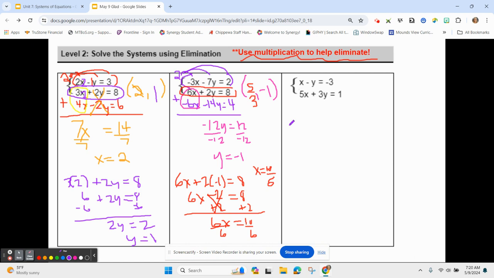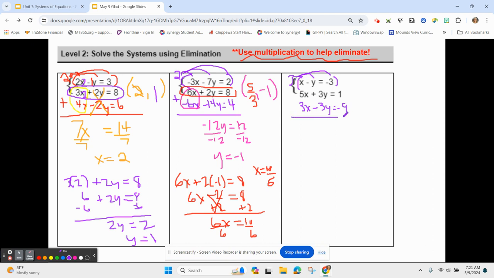Now we could do the same thing with the x's. I could make that a -5, but I'm going to keep those y's. And so what I'm going to do is multiply everything here times a 3. Times a 3, times a 3, times a 3. So that's going to give me 3x minus 3y. Ooh, I like it. And 3 times -3 is -9.